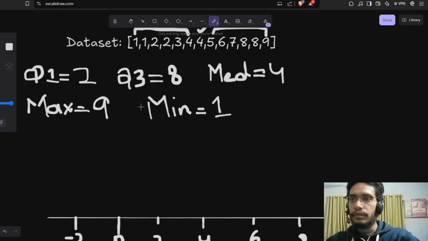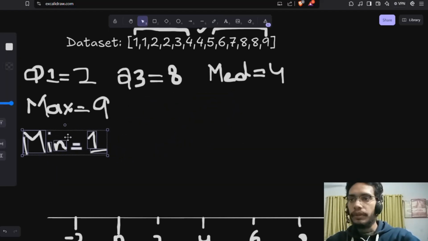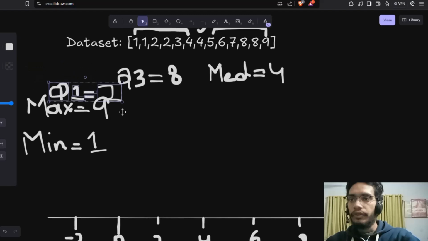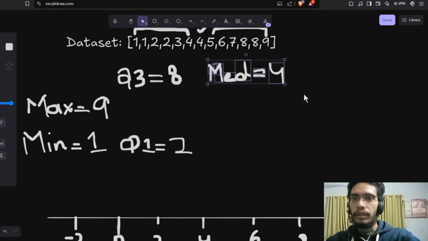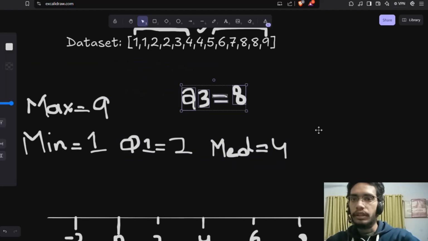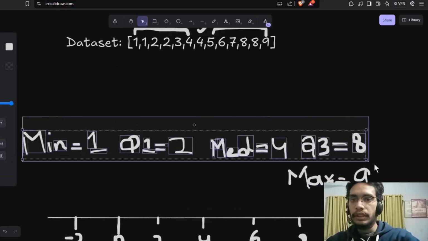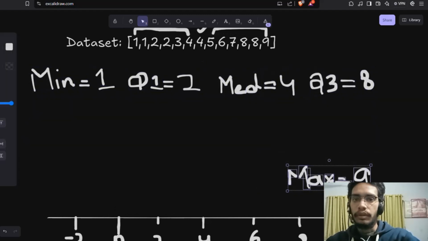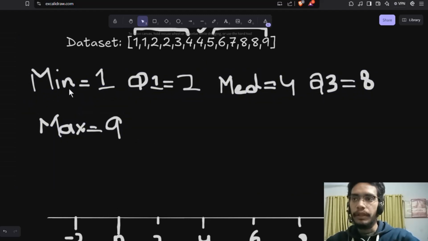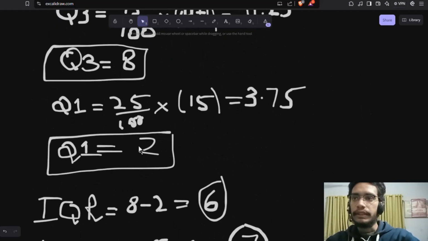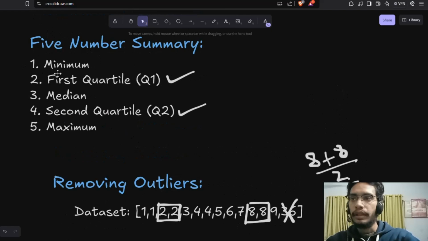I apologize, let me write everything in order. First, you have to place the minimum value. Then you have Q1, that is quartile 1. Then you have the median. Then you should consider Q3. And in the end, you should consider the max value. This is the main order that you have to keep in mind: the minimum, Q1, median, Q3, and maximum.